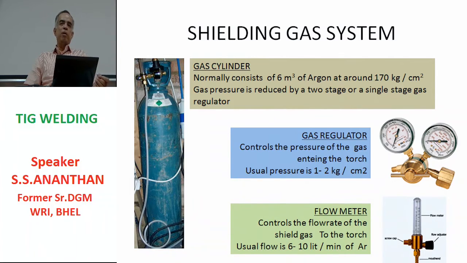Now this high pressure of the gas, when it comes out of the gas cylinder, cannot be used directly, hence it requires 2 more units for controlling the gas flow. One is a pressure regulator which reduces the pressure from 170 attar to 1.5 to 2 atmospheres, and a gas flow meter which controls the flow rate to the desired volume, which is something like 6 to 12 or 14 liters per minute. So the combination of these three will give you a proper gas flow rate as desired.